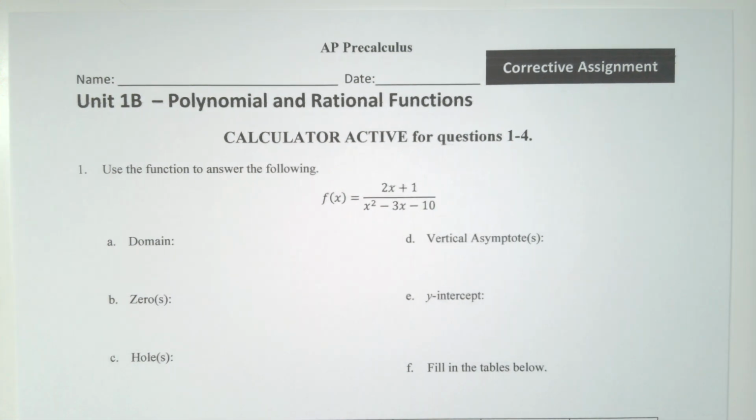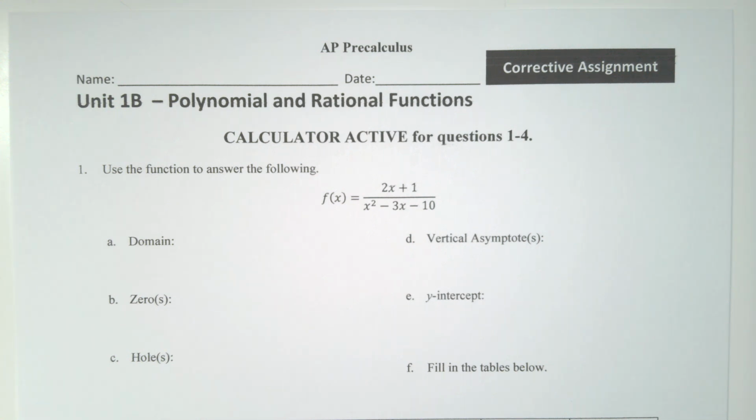Okay, welcome back everyone. In this video, we're going to cover Unit 1B in the final exam review. So let's just start with number one here.